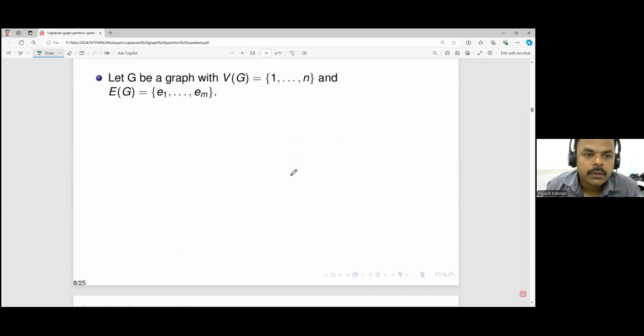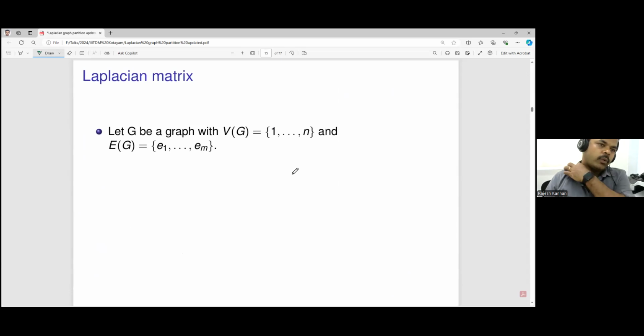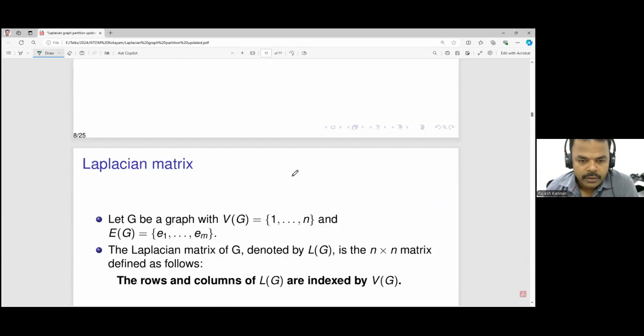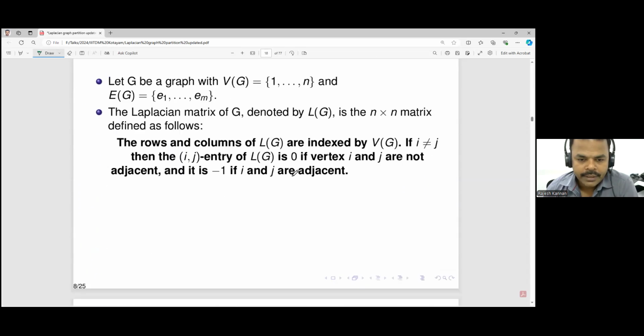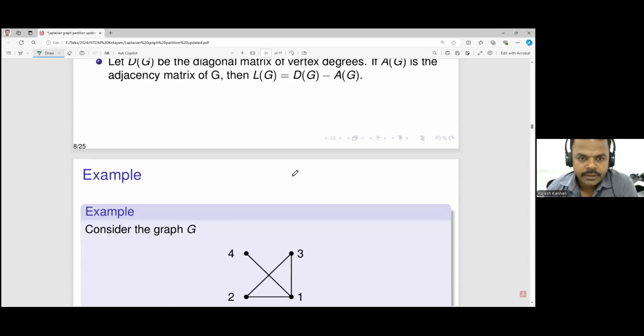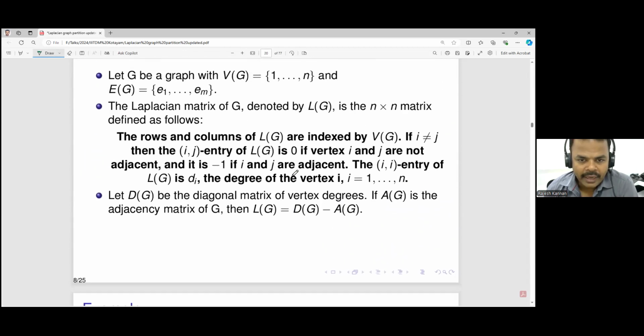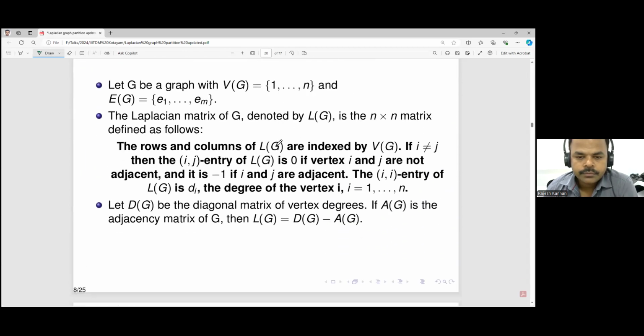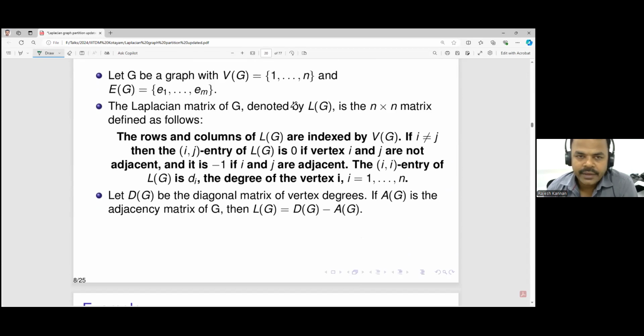Let me proceed. One can associate one more class of matrices, called the Laplacian matrices. It is defined in this way. I will directly project that definition. I have written the Laplacian matrix in this way, but it can be said neatly as follows.